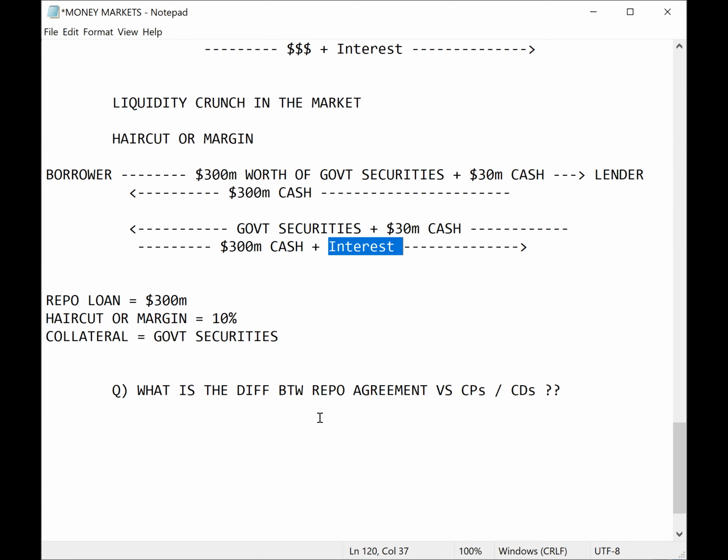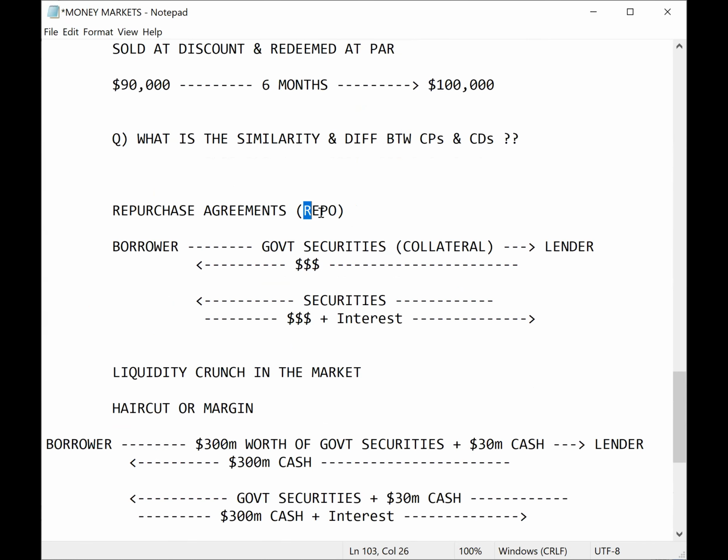Okay, any questions in what we have discussed so far? No, sir. Sir, what is reverse repo agreement? Okay, see guys, what is the full form of repo? Repurchase. So who is repurchasing? The borrower. Okay, so from the borrower perspective, it is known as a repo agreement, and from the lender perspective, it is known as the reverse repo. Okay, sir. Thank you.